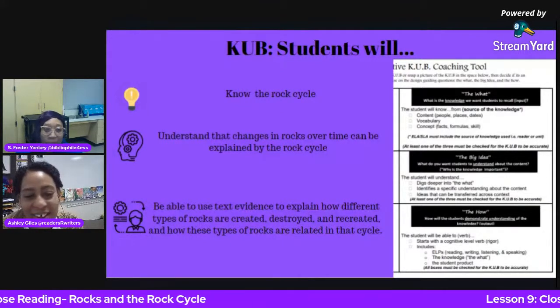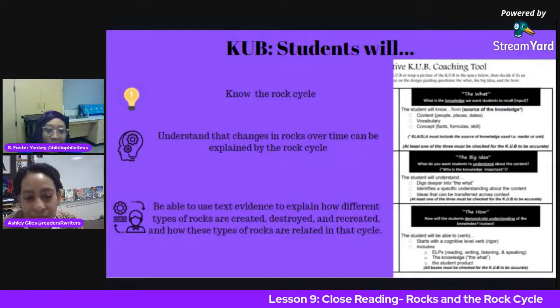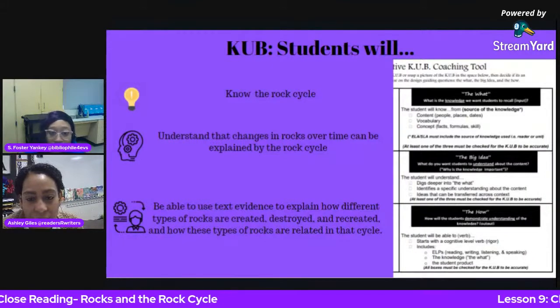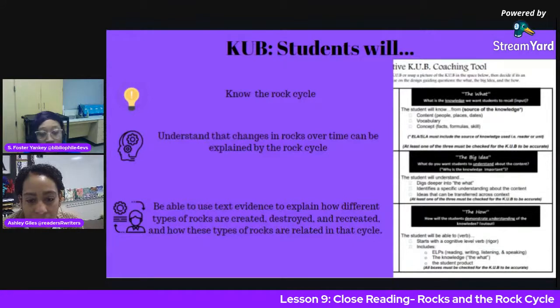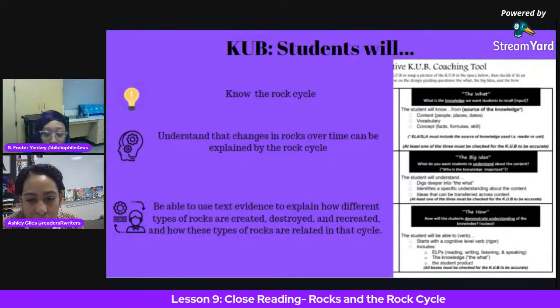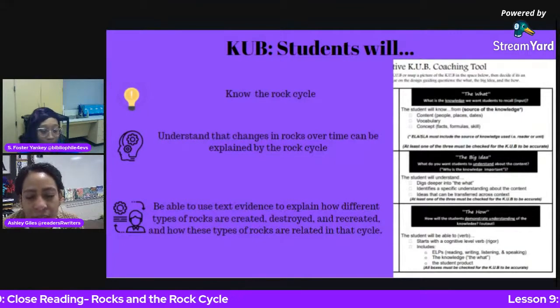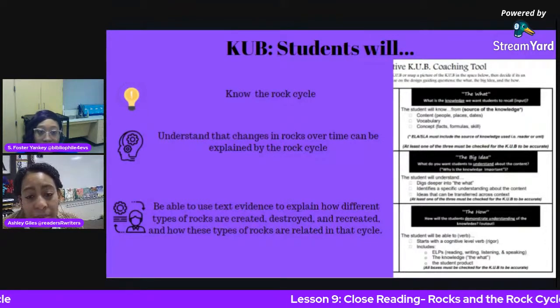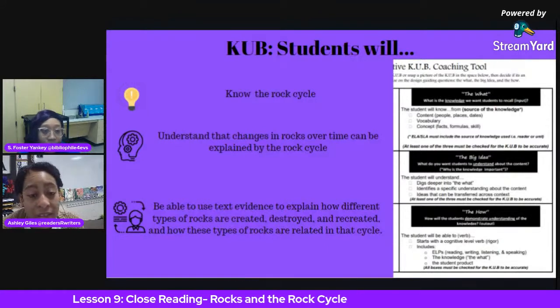Okay, so the "be able to" is students will know the rock cycle. They will understand that changes in rocks over time can be explained by the rock cycle and be able to use text evidence to explain how different types of rocks are created, destroyed, and recreated, and how these types of rocks are related in that cycle using the evidence collector's chart, which I forgot to type. No, that's fine. So I see you're in the be able to. The only difference I had, which is fine, right?